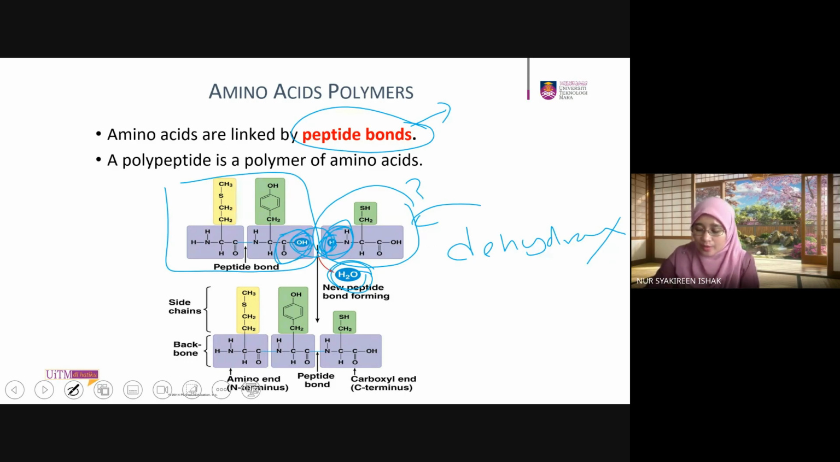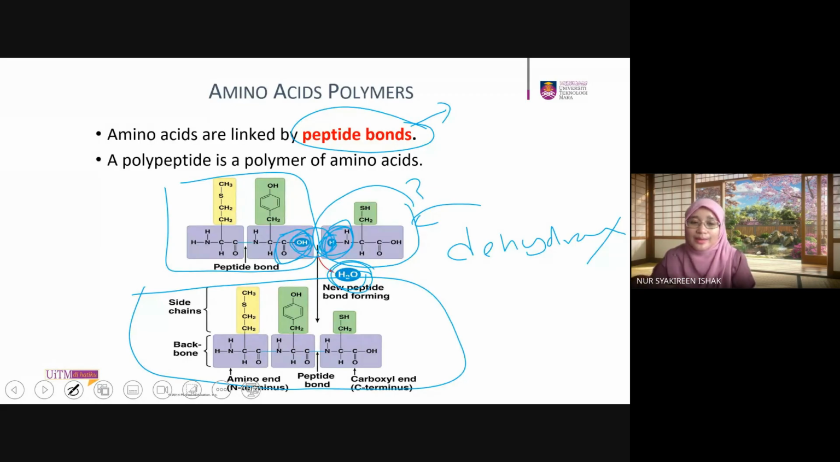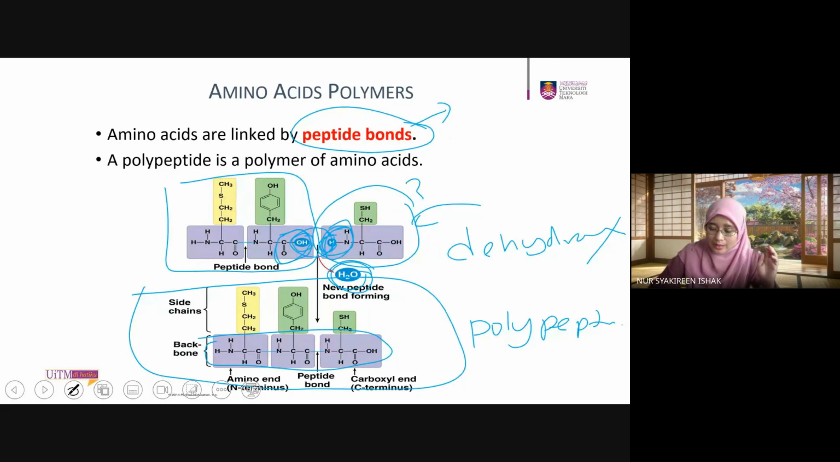So now you form a polymer. In this case, the polymer in the diagram consists of 3 amino acids. It can actually consist of many amino acids attached together. For the structure of a polypeptide, the feature of a polypeptide molecule is that it has a backbone. The backbone is the repeating unit of these atoms: nitrogen, carbon, carbon, nitrogen, carbon, carbon, nitrogen, carbon, carbon.